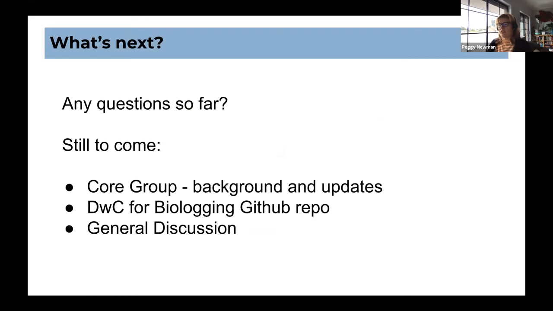So that's the overview so far for the group, without going into too much depth. Does anybody have any questions?